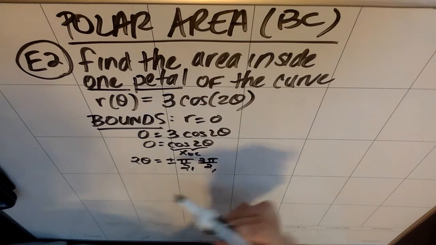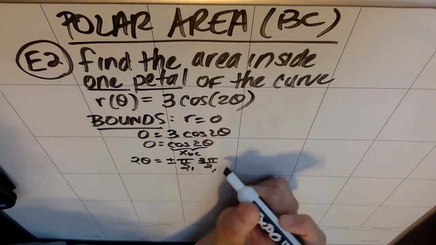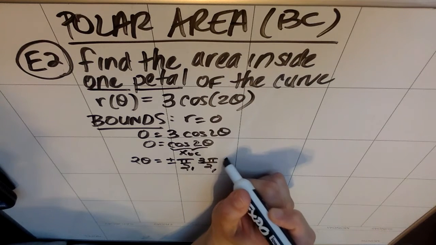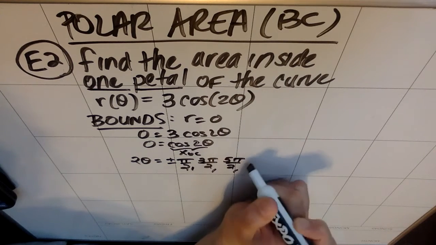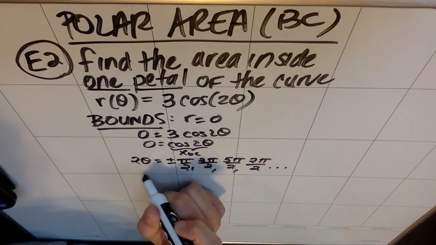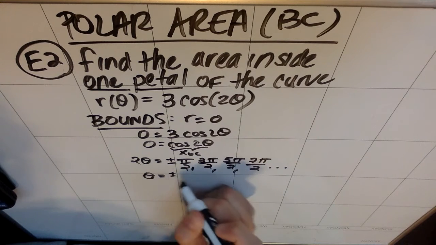I generally recommend that people go around twice, and the reason is that I'm about to divide all my answers by 2. So if once around the circle would be pi over 2 and 3 pi over 2, I'm going to go around again and do 5 pi over 2 and 7 pi over 2. For the record, you could keep going with this. These bounds go on forever. So if I want to find the bounds of one petal, I divide all these by 2.